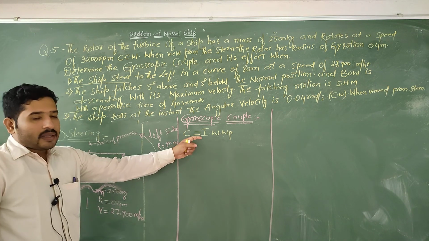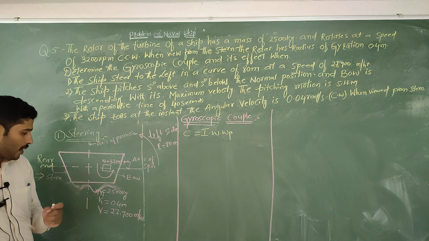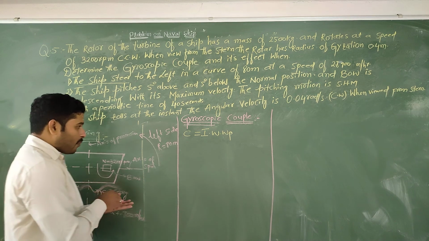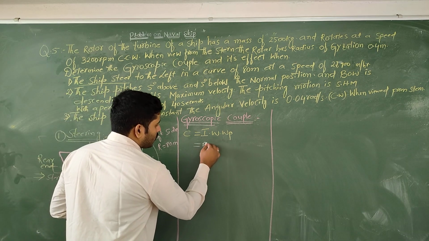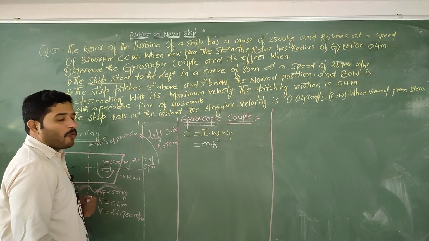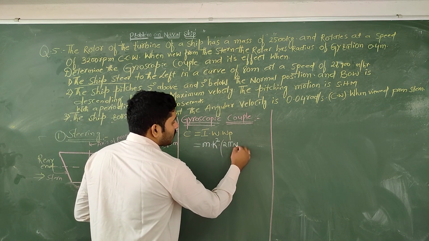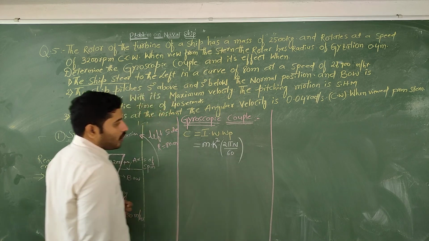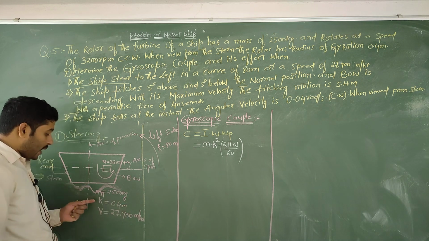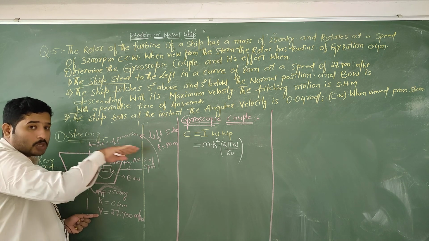For I, generally the formula is mass into K square. Since mass and K are given, we can directly use M into K square. For the angular velocity omega, the formula is 2 pi N by 60. For omega P, the formula is V by R, where V is the velocity of the ship moving.